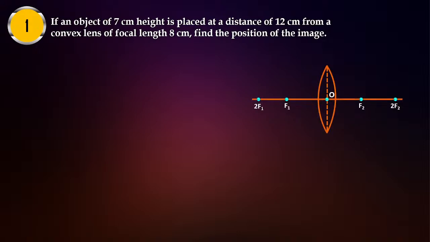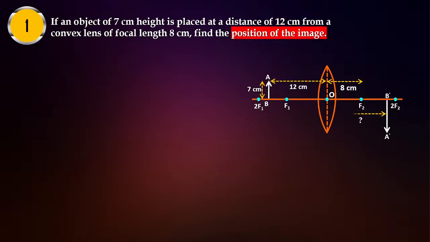Look at this now. This is the convex lens diagram. I'm going to keep an object. What is the height of the object? 7 centimeter. And what is the distance between the object and the lens? 12 centimeter. Correct. And what is the focal length they are telling? 8 centimeter. So look at this, F2 is 8 centimeter. Now find the position of the image. I have to find the position of the image.